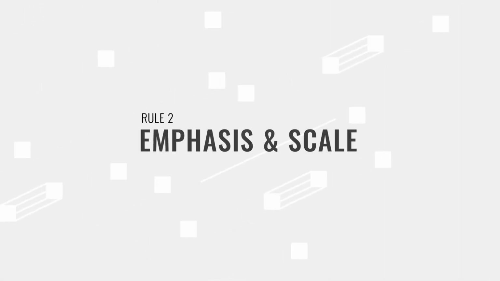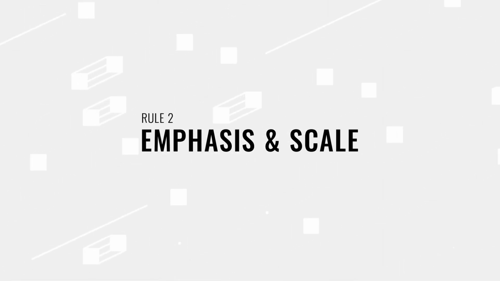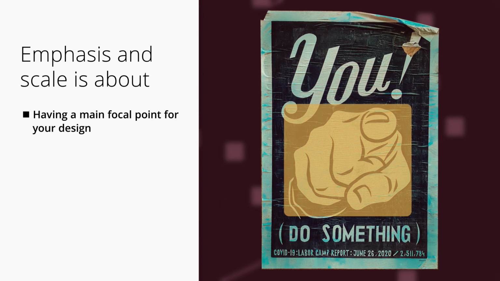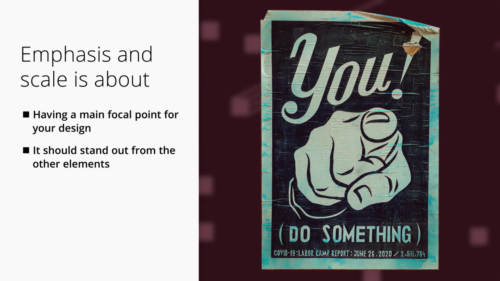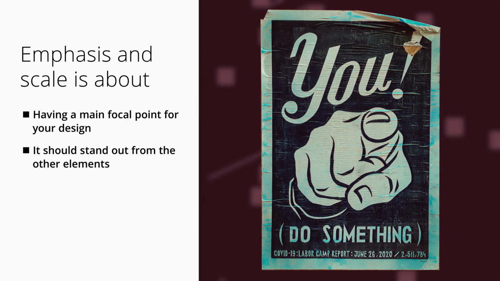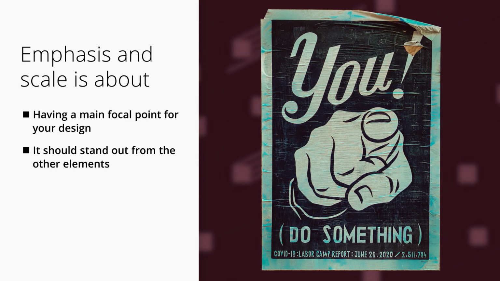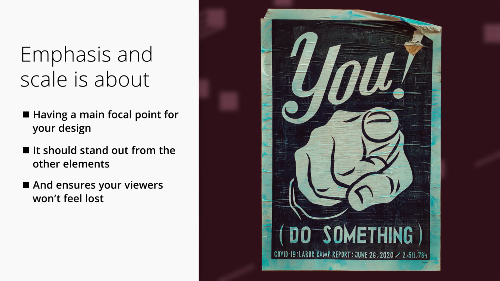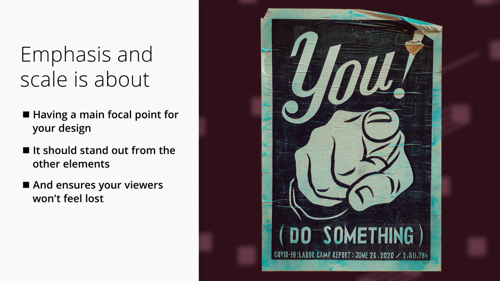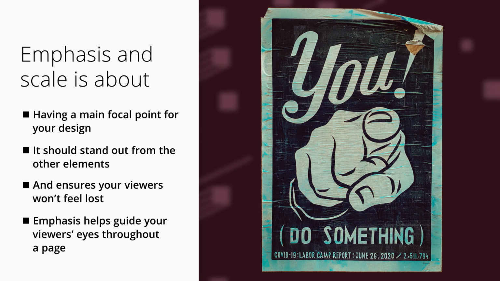Second rule of composition: emphasis and scale. Emphasis and scale is about having a main focal point for your design, which should stand out from the other elements on your page. If all visual elements on a page had the same emphasis and scale, your viewers would be confused and lost. Our job as designers is to guide the viewer's eyes throughout a page, and by using emphasis, we can achieve this successfully.